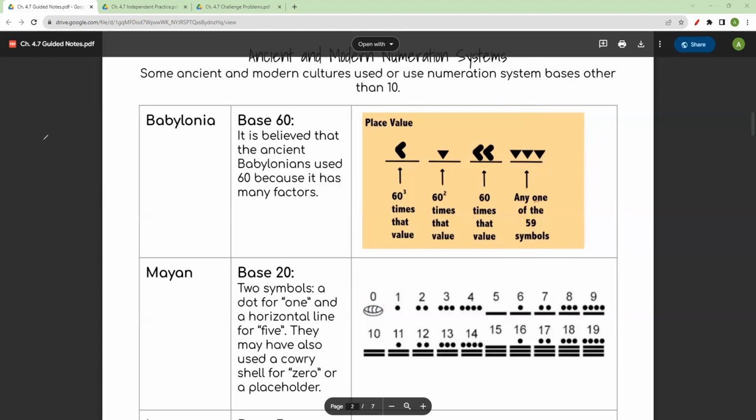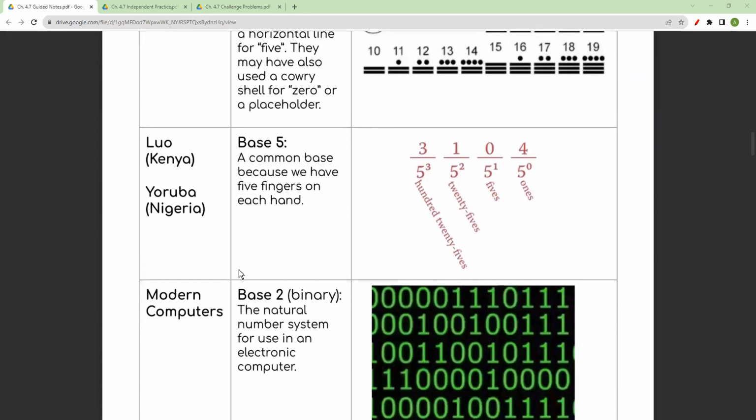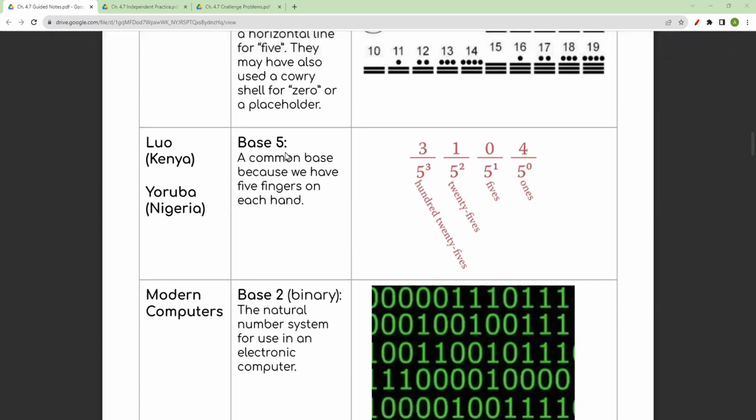So let's keep looking. There are a couple of peoples in Africa who just recently, I don't know if they still use the base 5 system, but they did until recently. I think maybe the 20th century, I think they stopped using it. They used a common base of 5, and it's believed that they used a base 5 system because we only have 5 fingers on each hand.